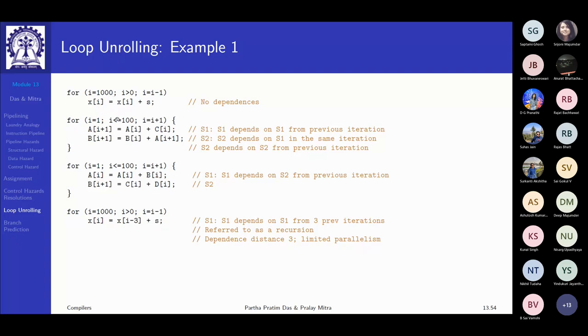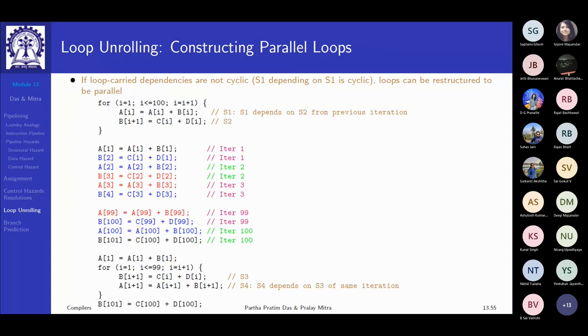So what we will do, we will take one of these and illustrate the basic process of loop unrolling and how that helps in removing this loop carried dependency. So we are taking the third loop example here. For a loop carried dependency, we are assuming that there is no cyclic dependency, that is S1 depending on S1. In the absence of that, the loops can be restructured to be parallel. So this is what we have. We have understood why S1 depends on S2 from the previous iteration.